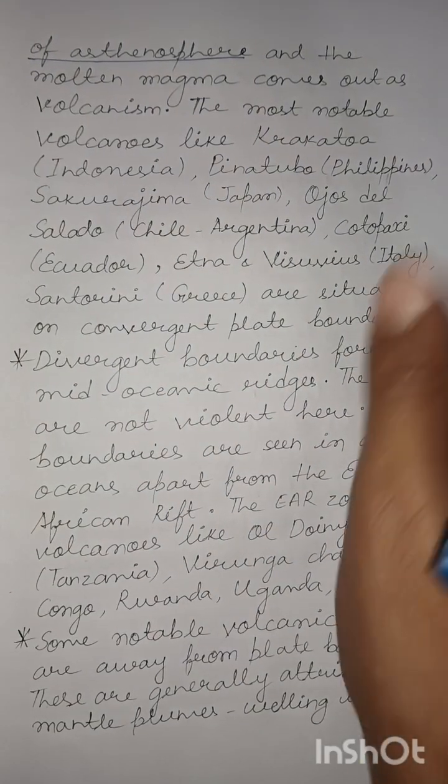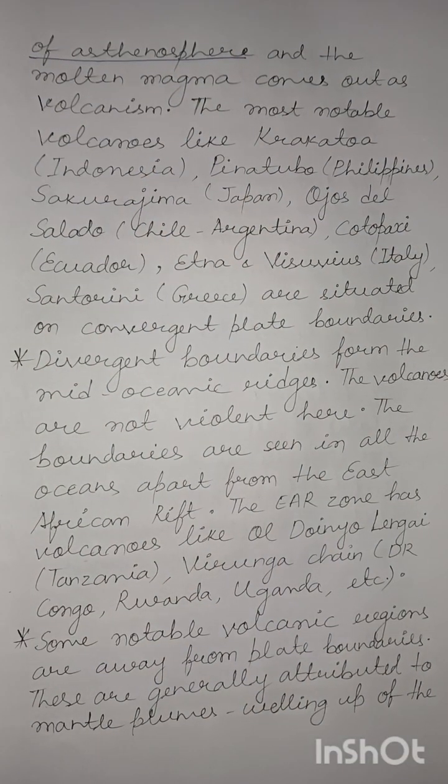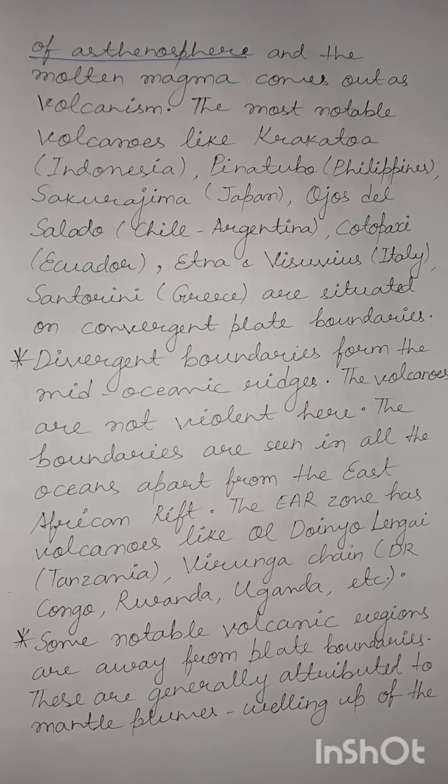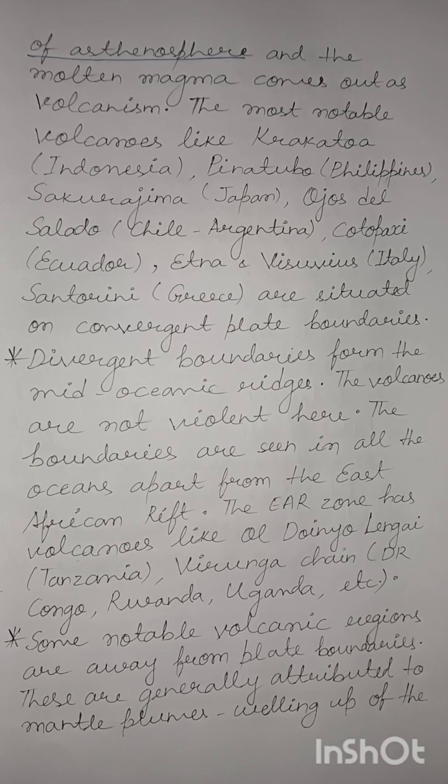And the molten magma comes out as volcanism. We would again repeat this entire point, that what happens at the convergent boundaries: one of the plates subducts under another plate, and it goes to the high temperature zone of the asthenosphere, and it melts down and comes out as magma.